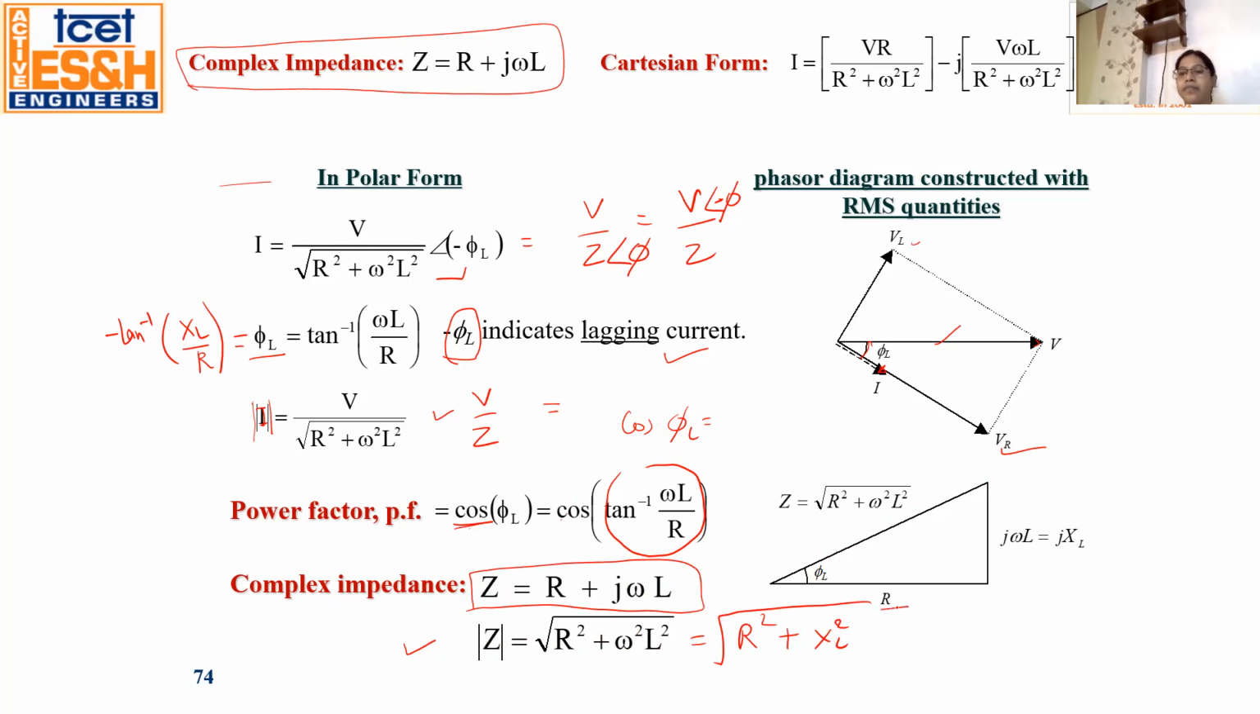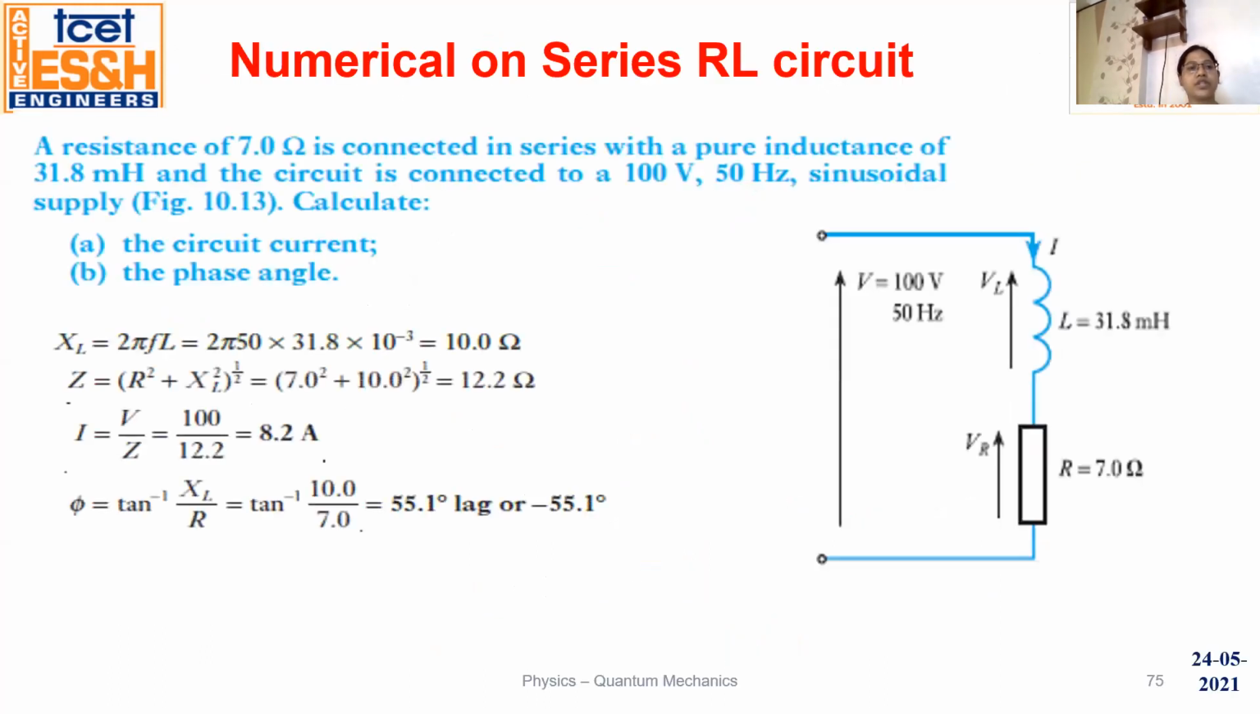This is R. This is the vertical component. jωL is equal to jXL, and the resultant is the square root of R square plus ω square L square, which is equal to Z. So this is the numerical based on the RL circuit. See, in this numerical, we have a resistance.